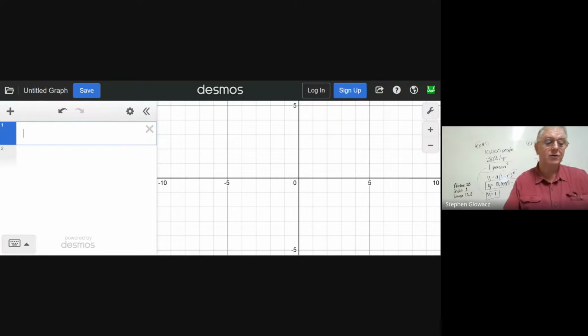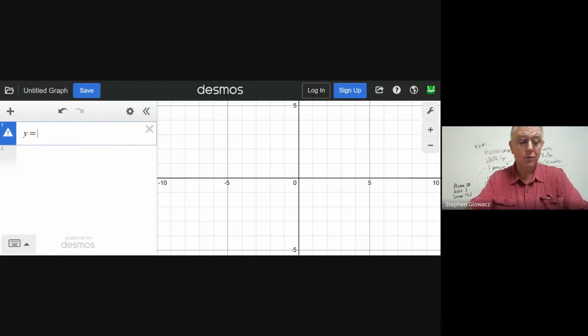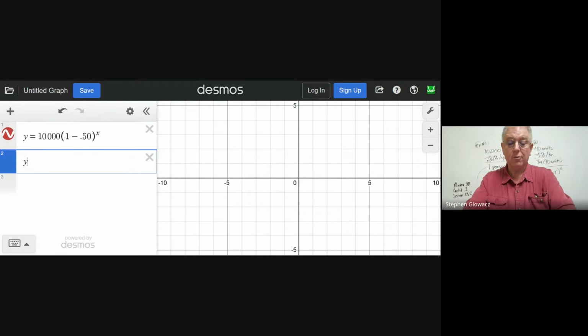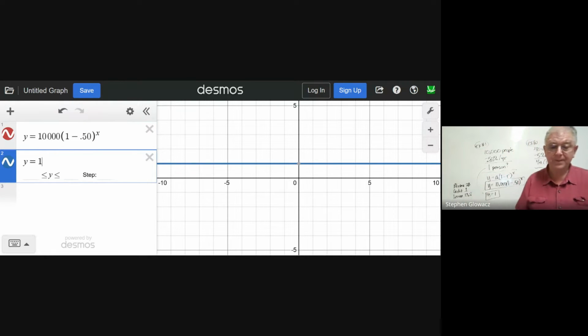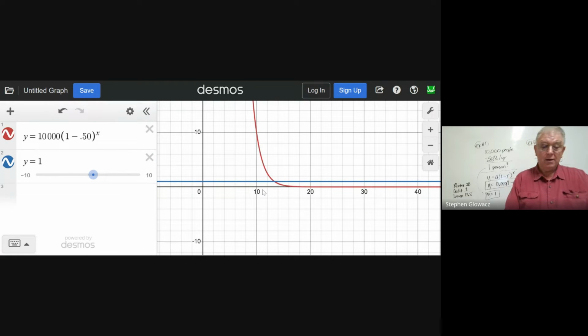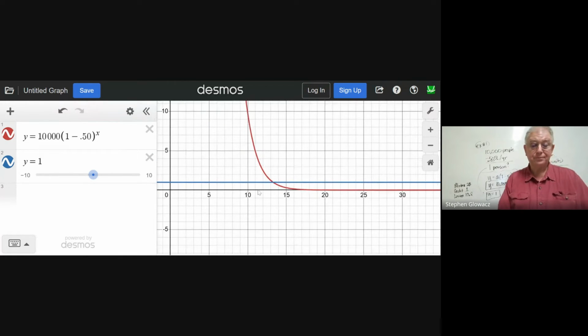So we're going to enter our first equation. Y equals 10,000 times 1 minus 0.50 to the power of x. And then our second equation, just y equals 1. Now you can see the y equals 1 line pop up there. The first equation starts way up at 10,000, so we're going to have to do some scrolling out to see that. Well, actually not too much. There it is already. And we can zoom in.